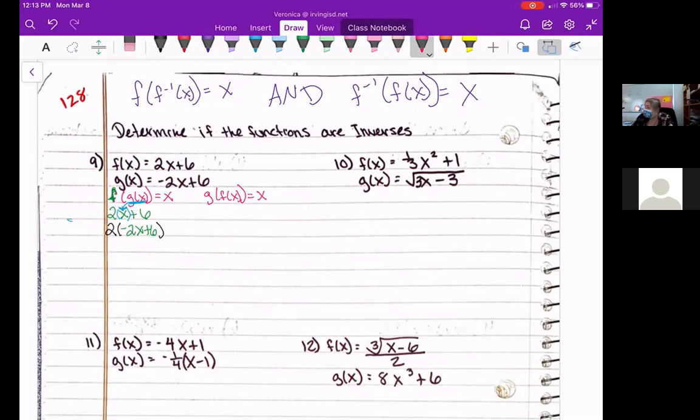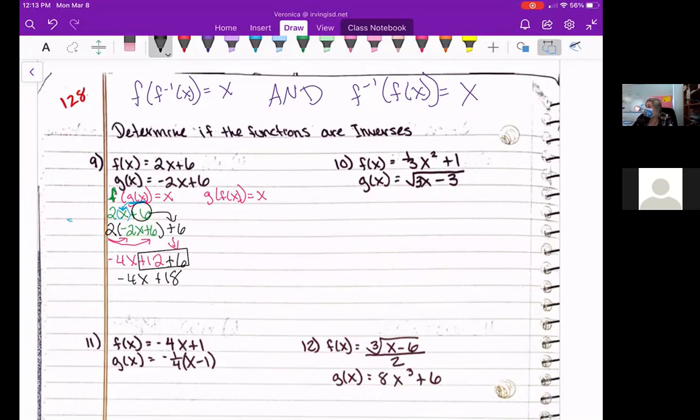If it does not, then I'm done. Okay? So let's simplify. 2 times negative 2x would be negative 4x. 2 times 6. Oh, I forgot the plus 6. My bad. I forgot to write this right there. Anyway, so negative 4x, and then 2 times 6 is 12. And then don't forget your plus 6 from your original function f. And then combine like terms, right? So then we end up with negative 4x plus 18.